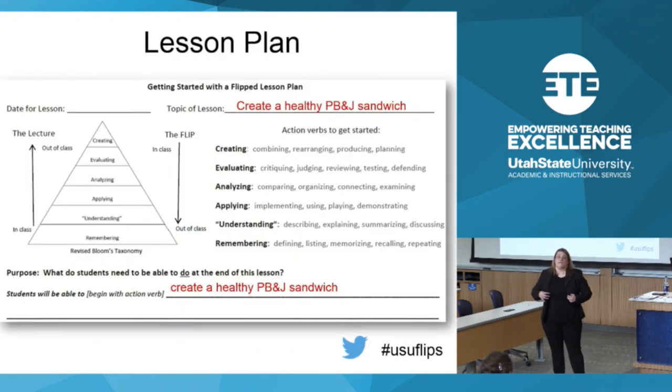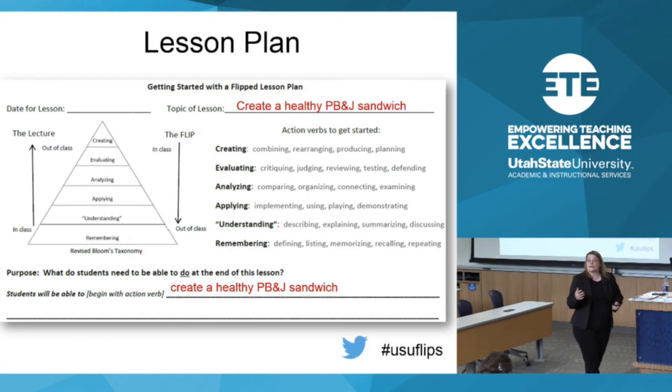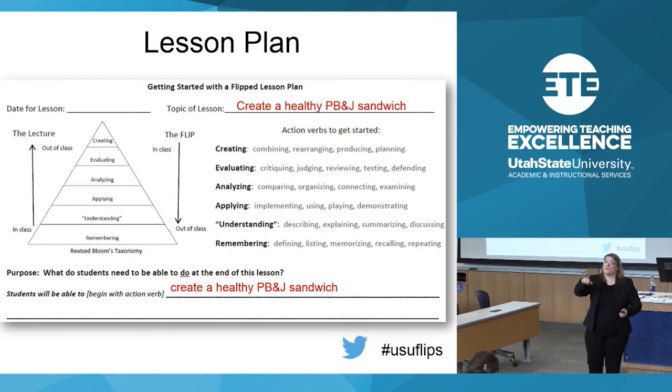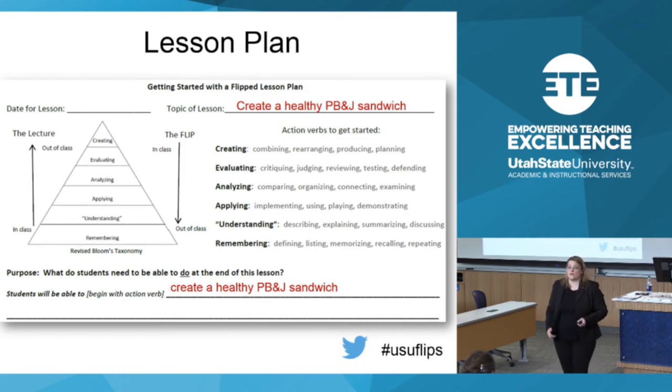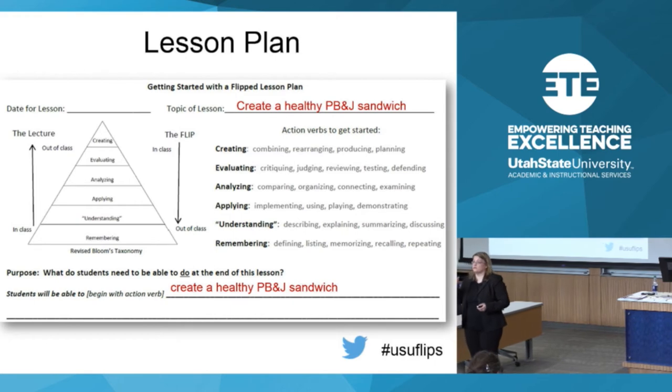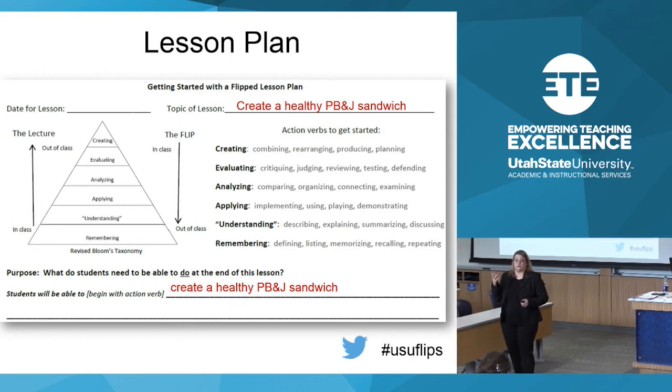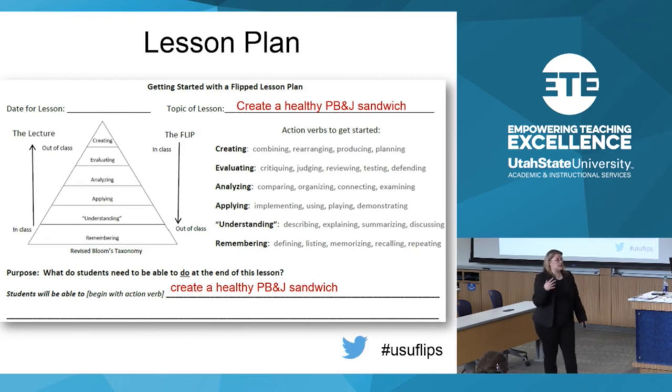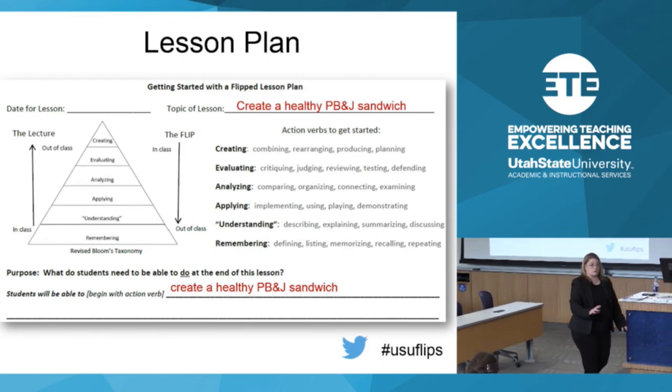All right, so the very first thing you're going to do is literally move over your purpose statement like I have here. I have, students will be able to create a healthy peanut butter and jelly sandwich. So what is your ultimate goal that students are going to be able to do? It should be a higher level of Bloom's taxonomy. So you're probably going to want to move over that top level, the create level, if you're literally just copying and pasting. And I've given you the example in the workbook as well.